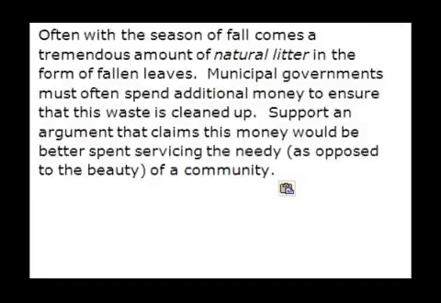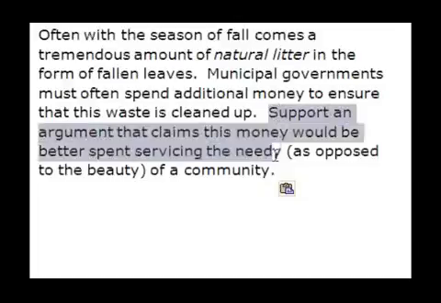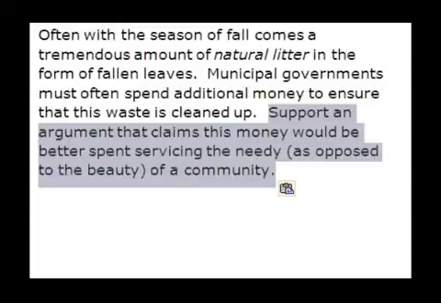So a little bit more complicated than the other questions. But this one, like question number 3, tells us what we must do. So if you want to take a second and look at the question, maybe you can pinpoint the area that's telling us exactly what we need to do. And that's this area in here. Support an argument that claims that this money would be better spent servicing the needy as opposed to the beauty of a community. And if we're given instructions like this, which is we're supposed to have one opinion, well, of course, this is an argument essay.